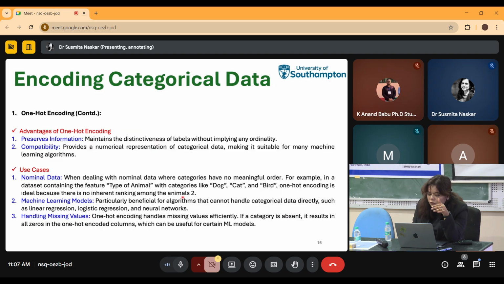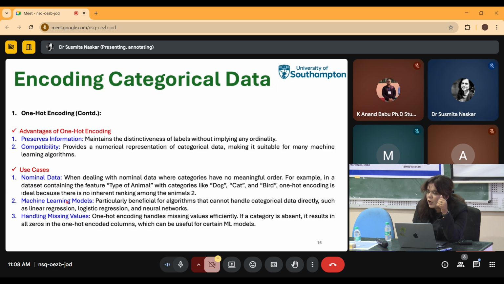Continuing from that, as I said, two of the very good advantages are that it preserves the information and its compatibility, which is very good. And then the use cases. There are three use cases which you can see. The first one is nominal data. That means when the categories have no order, as I said, like animal type or product type, and it can be used across ML models.